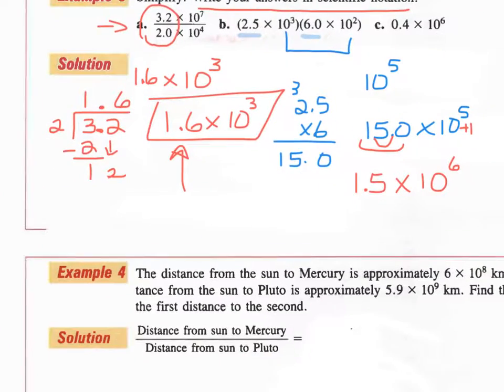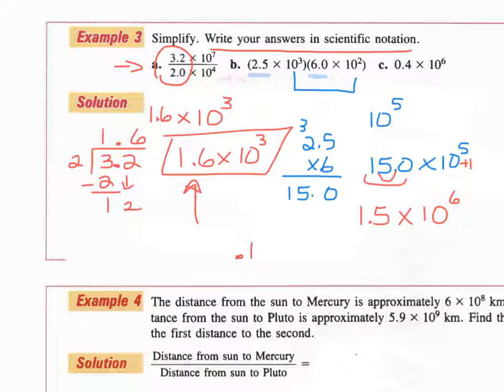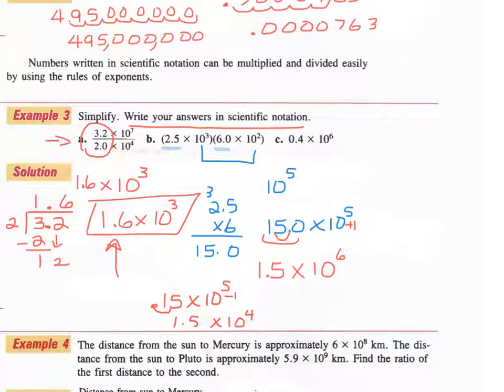Now, if my decimal was 0.15 times 10 to the 5th, notice I would move it 1 time to make it bigger, so then I would subtract 1 from the exponent. So however many times you move the decimal point to get it in the correct form, that's what you're going to add or subtract to the exponent. So this one would have become 1.5 times 10 to the 4th, if that was the decimal you got when you multiplied. So notice option C here, or example C.